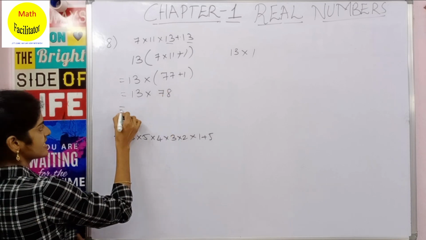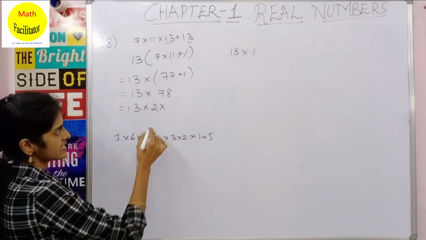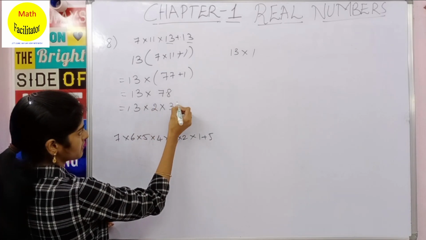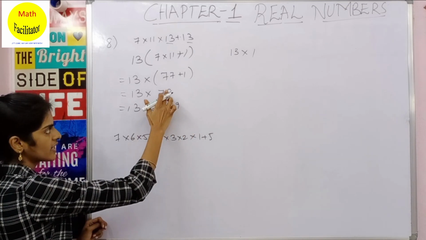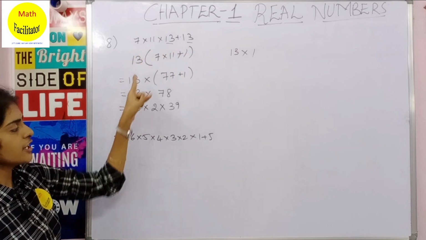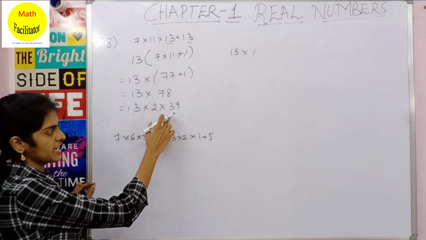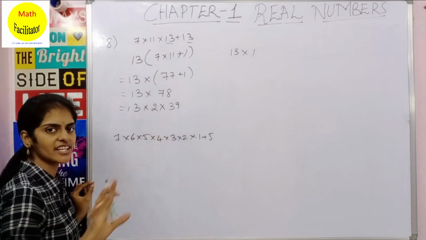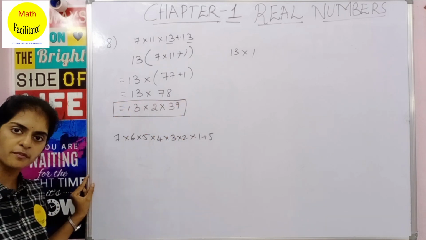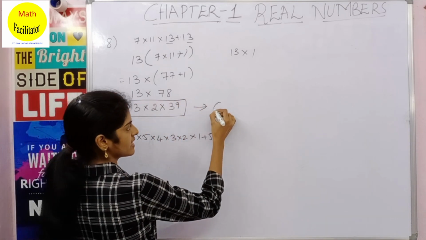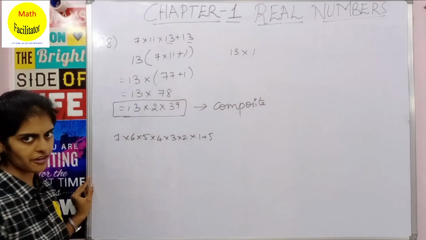So this is 13 into 77 plus 1, which is 78. Now the 78 you can divide by 2. If you divide it by 2, 2 3s are 6 and you are left with 1, 2 9s are 18. Clear? So you can see that this number you have expressed as a product of prime factors. Everywhere you have a multiplication symbol, no additions, no subtractions. So this is expressed as a product of prime numbers, so this particular number is a composite number using the fundamental theorem of arithmetic.